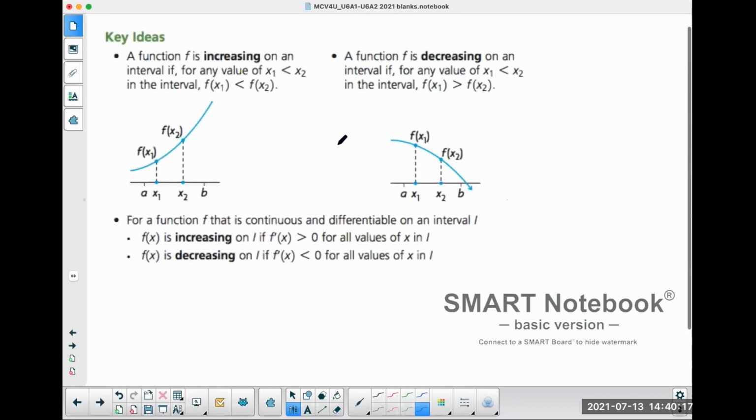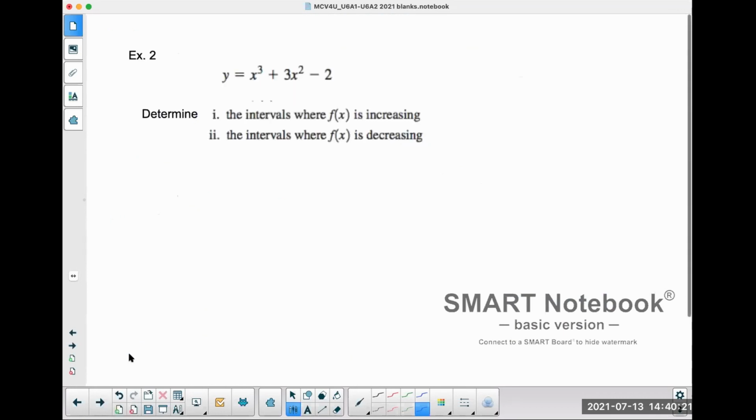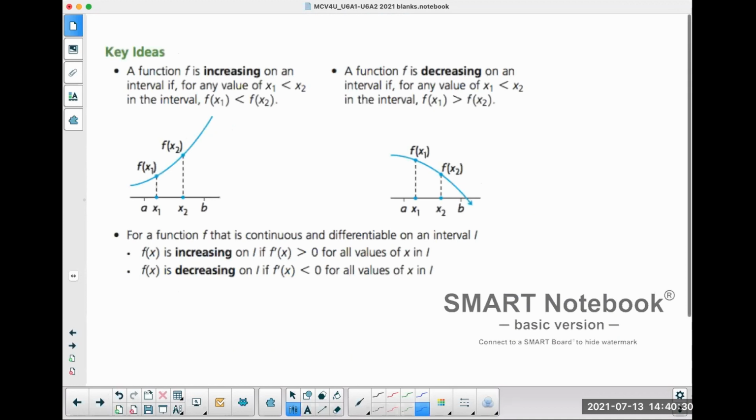If you have a graph, everything is easy. But if you don't have a graph, like if you're given the equation, how do I know which part is increasing and which part is decreasing? Well, the key comes into what we call the derivatives. Why are we talking about derivatives?